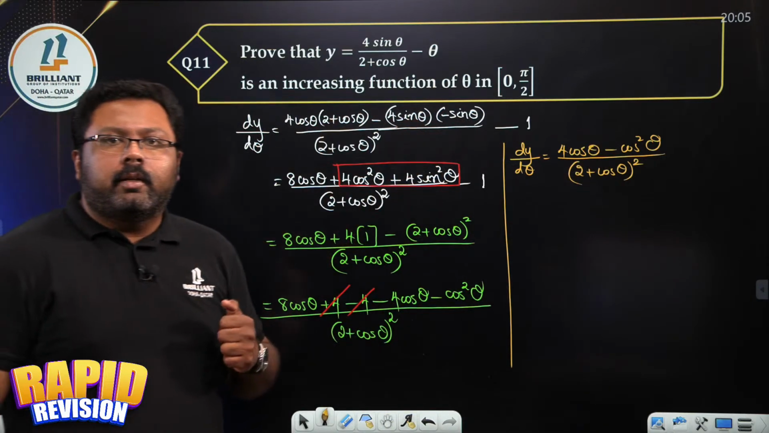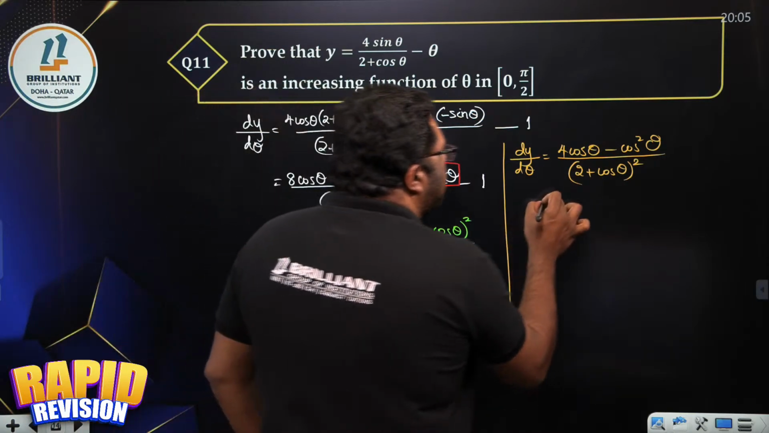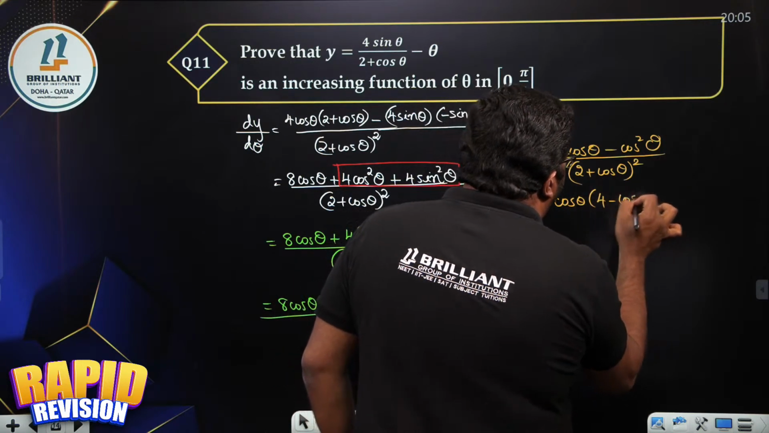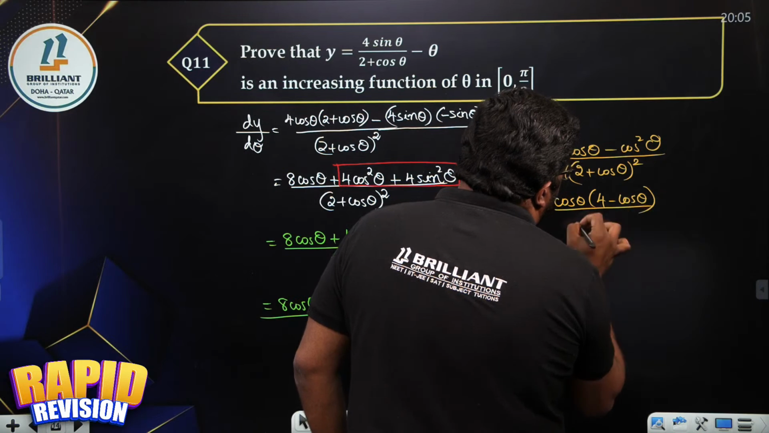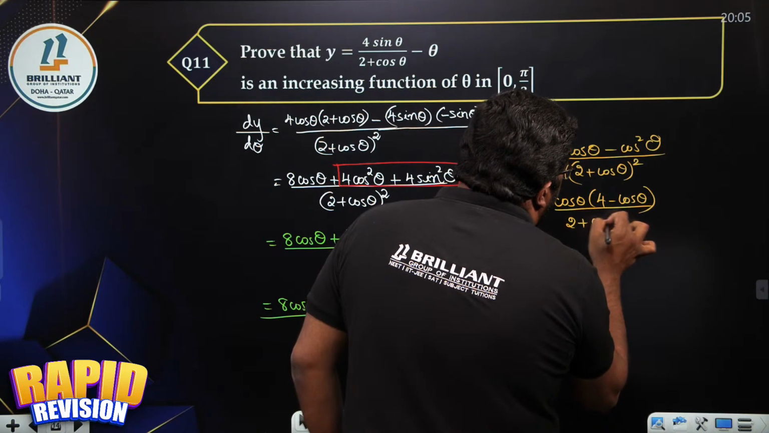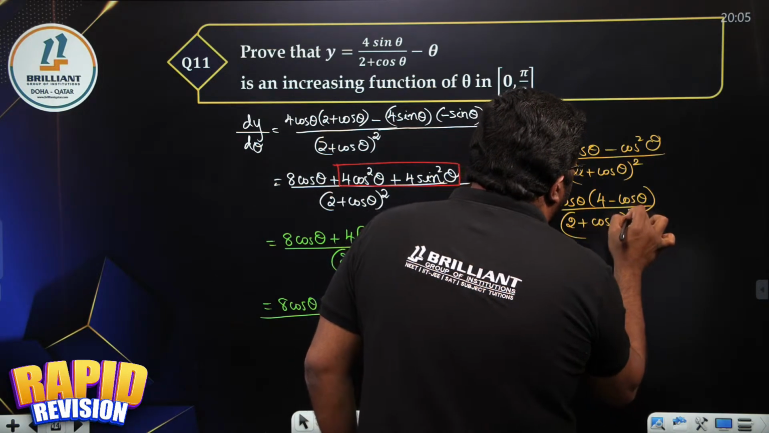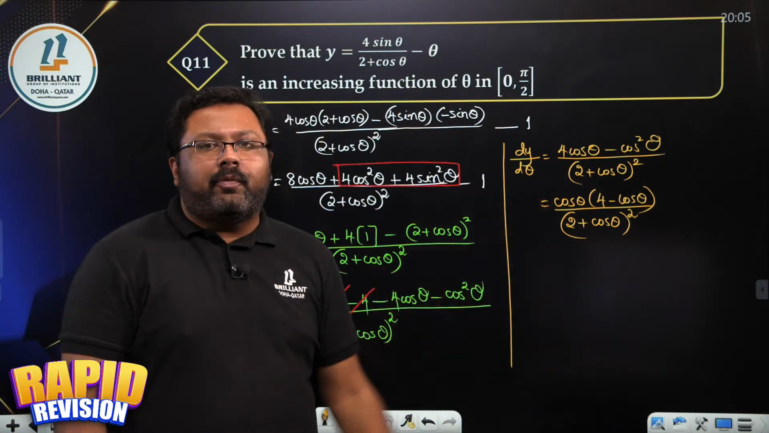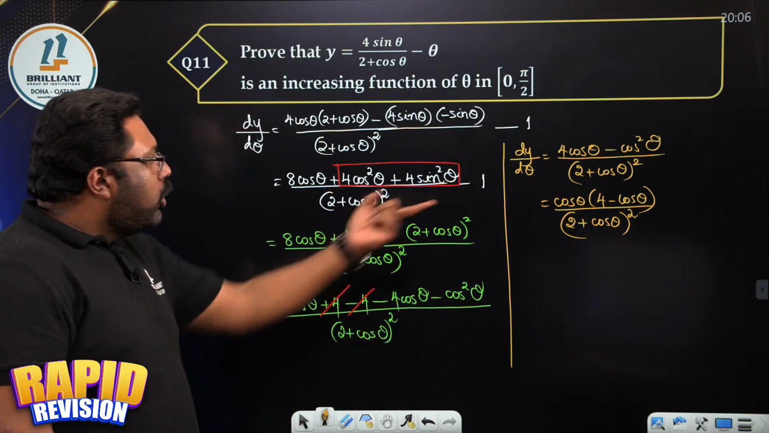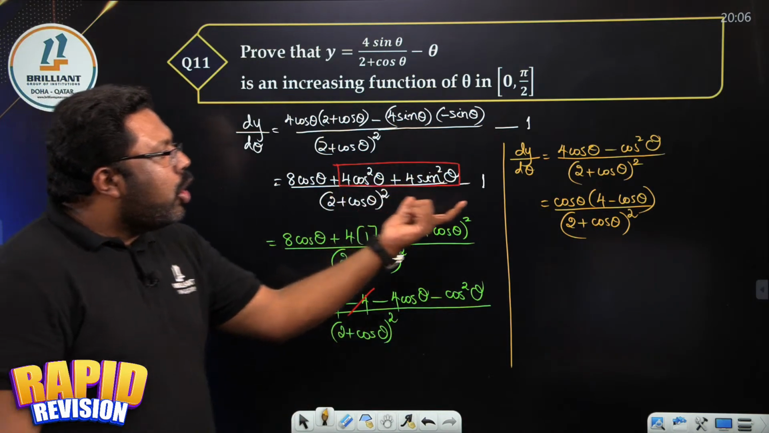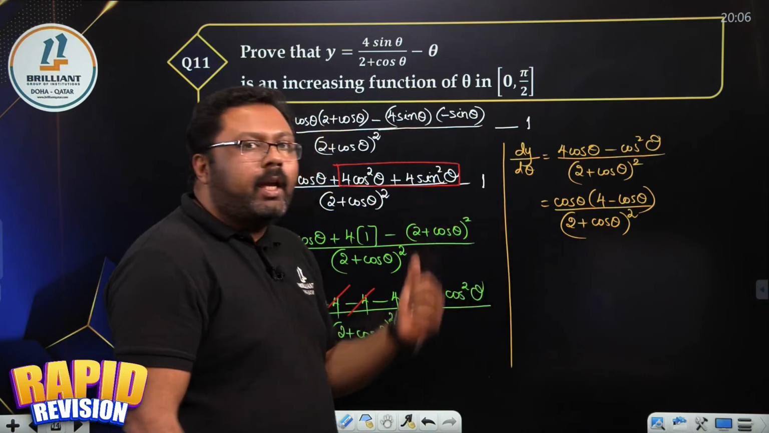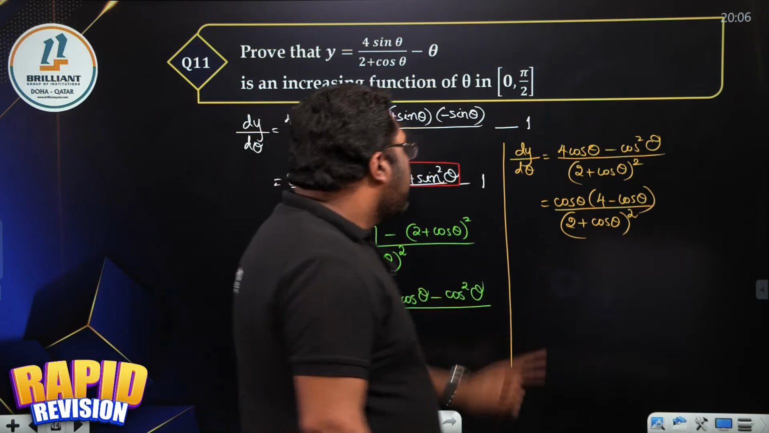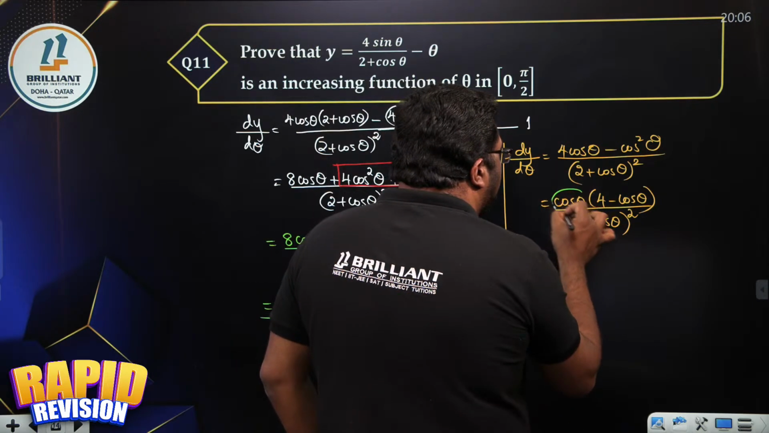From the numerator, please take cos theta common. You will get cos theta into 4 minus cos theta by 2 plus cos theta squared. Leave it here. This is the best I can simplify this expression. Now I want all of you to look at every term.